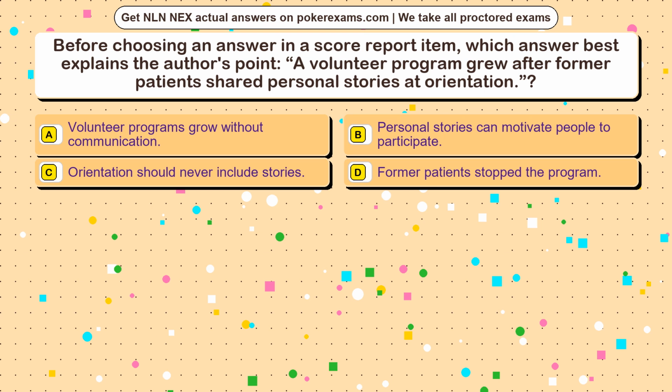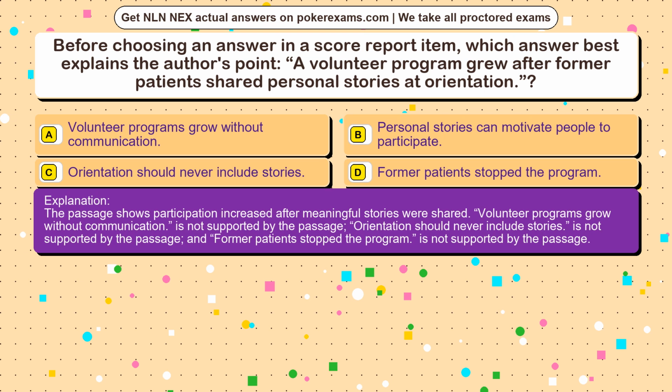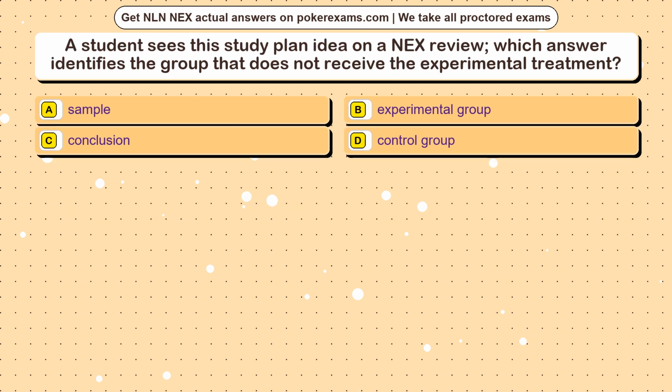The correct answer is option B. The passage shows participation increased after meaningful stories were shared. Volunteer programs grow without communication is not supported by the passage. Orientation should never include stories is not supported by the passage, and former patients stopped the program is not supported by the passage.